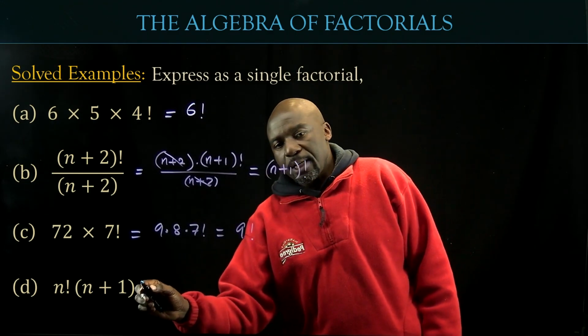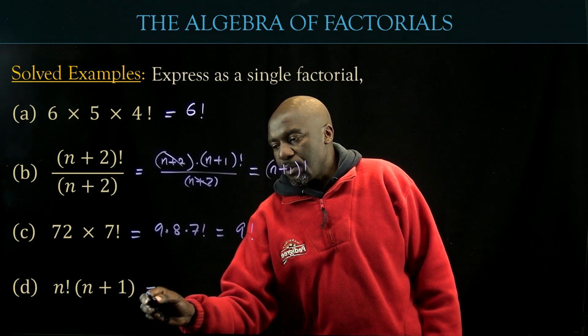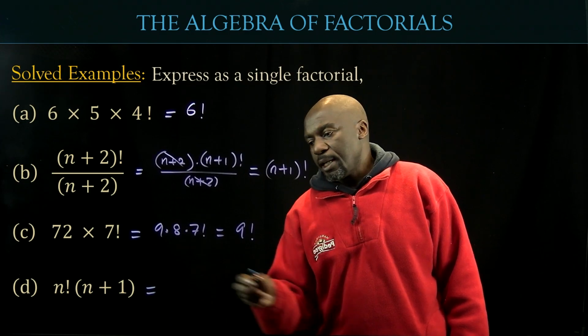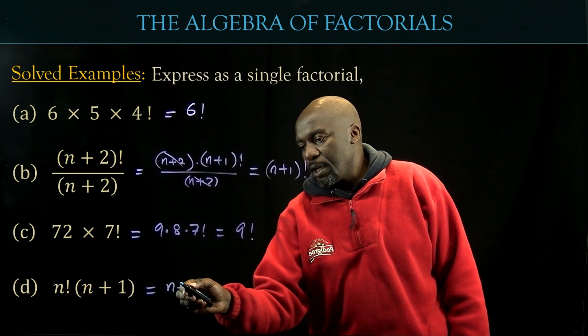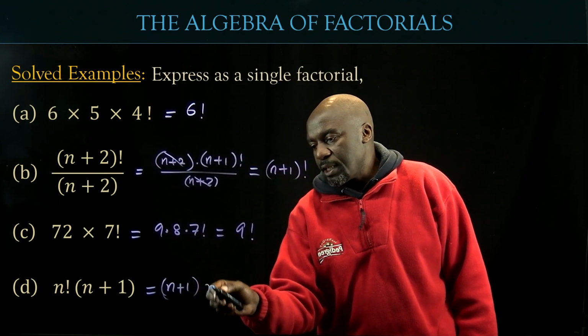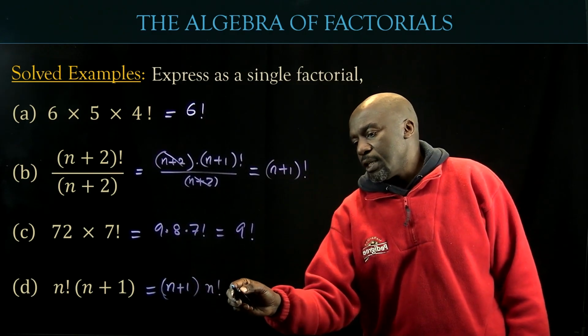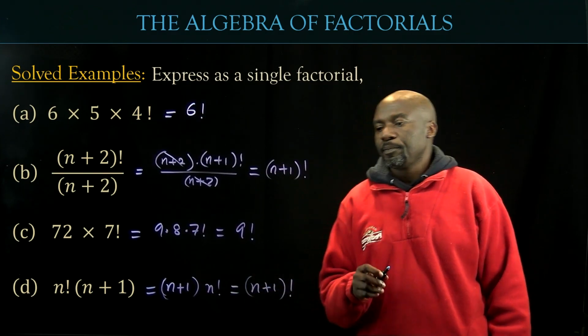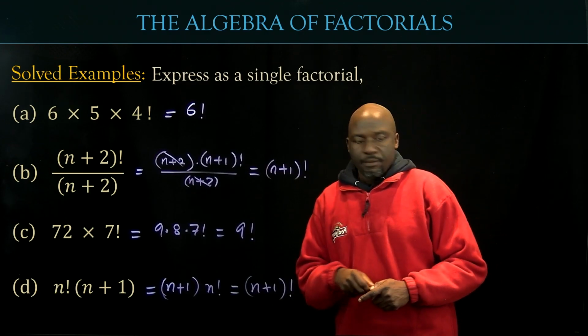Okay? And similarly, down here, we can conclude that n factorial times n plus 1 is the same as, I can write this as n plus 1. This is the larger number, and the next one is n, and it is factorial. So this reduces to n plus 1 factorial. Okay? Very, very easy.